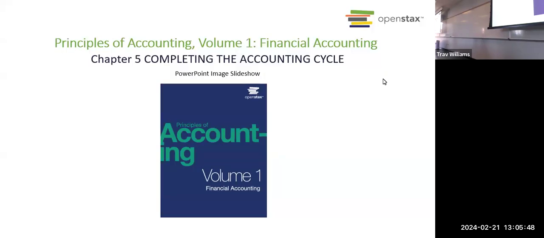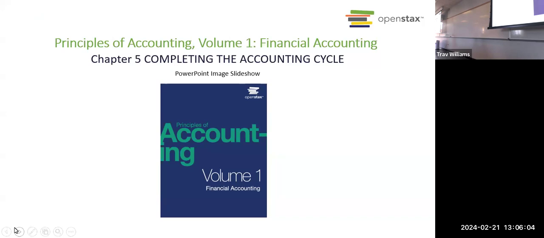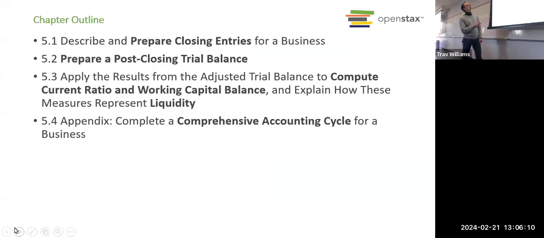Okay. We are learning about completing the accounting cycle. So far, we've covered the first 7 steps of the accounting cycle. And today we will be covering steps 8 and 9, which completes the required steps. So we will learn to make what are called closing entries.